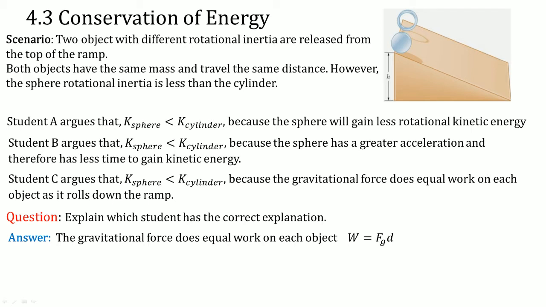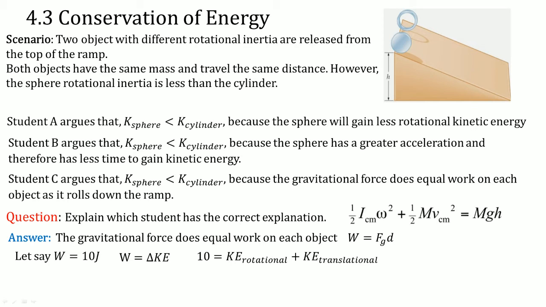Work is equal to the force of gravity times the distance. The force of gravity is what's causing the objects to slide down. Let's say work was 10 joules for the sake of this problem. We know from the work-energy principle that work is equal to the change in kinetic energy. So the 10 is going to be equal to the two types of kinetic energy here: the rotational kinetic energy plus the translational kinetic energy.